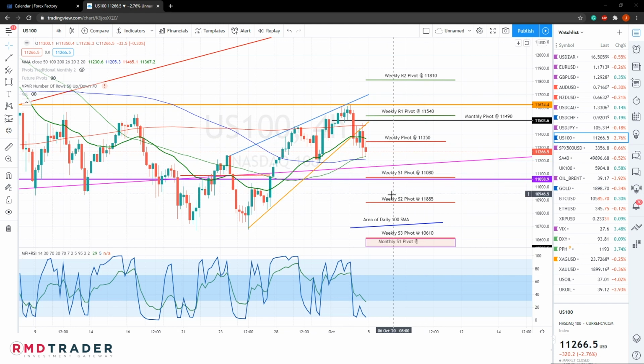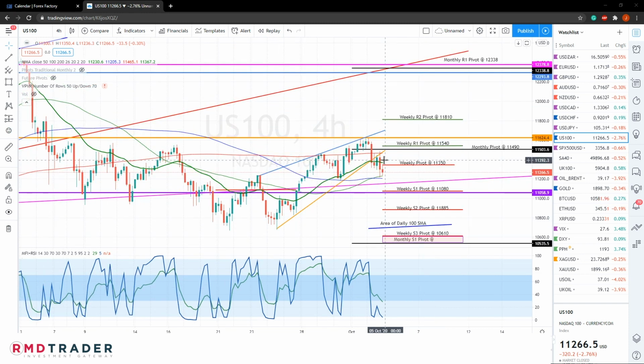These include our weekly pivots. So you can see we have our weekly S1 pivot at 11,080. That also coincides with the previous area of support. Below that, we have our weekly S2 pivot at 11,885, and then our area of the daily 100 SMA. So that would be an important area and probably the first target to really consider, and that is at 10,700, and that is just an area of projection from our daily time frame.